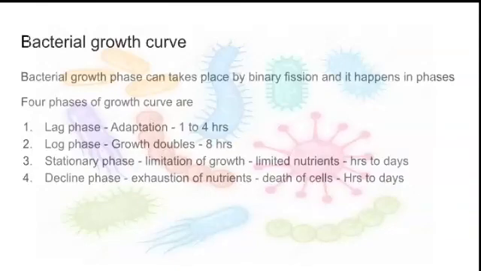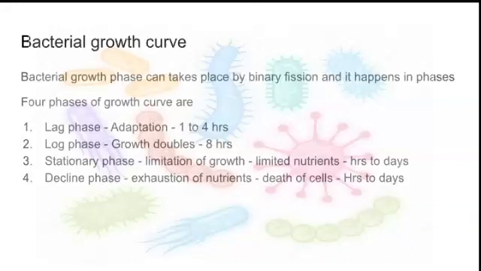The next is the bacterial growth curve. This is very, very important from the microbiology aspect, because when we make bacteria grow in a culture plate for study, you should know how the bacterial growth phase takes place. You all know generally the growth happens through binary fission and it happens in phases. So you should know how bacterial growth happens in a culture plate in a lab. It happens in 4 phases.